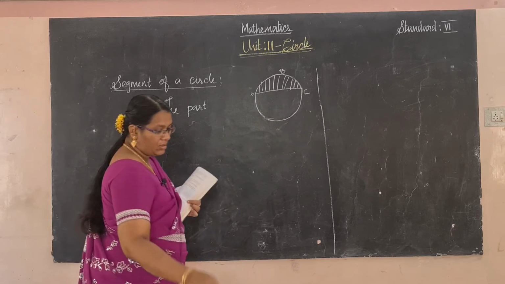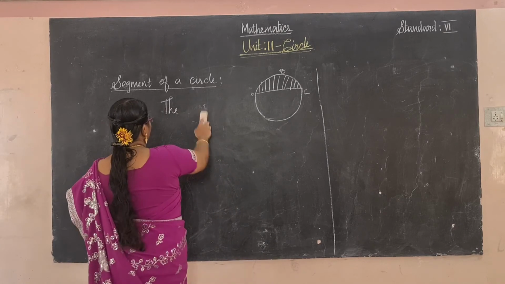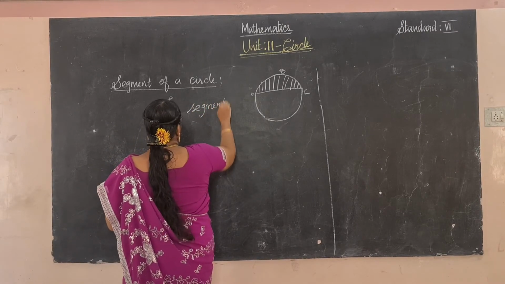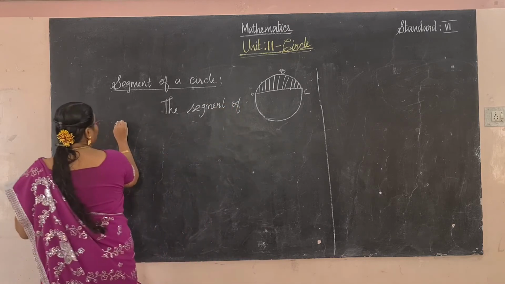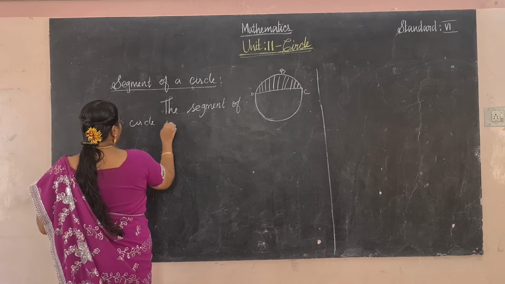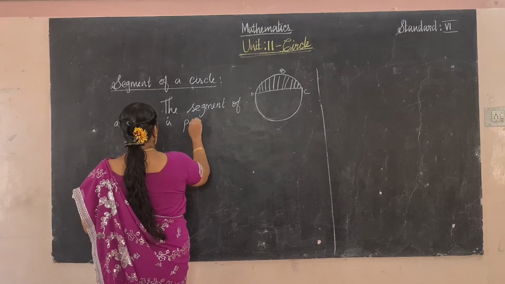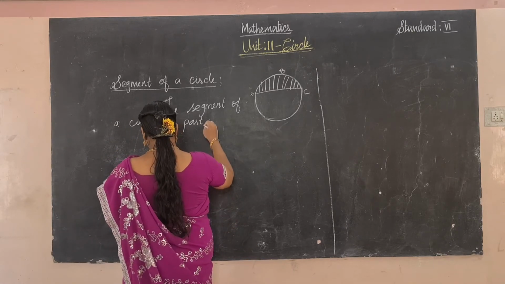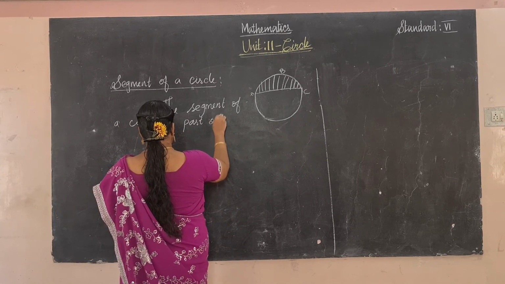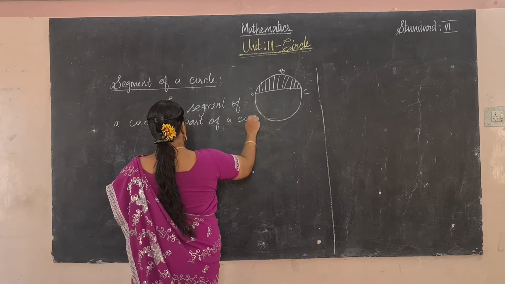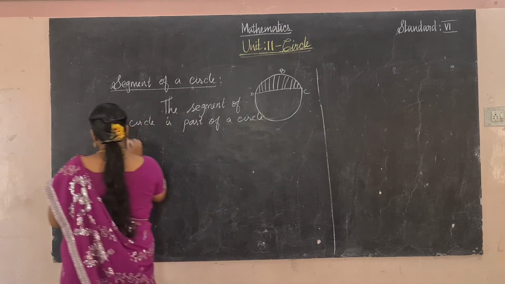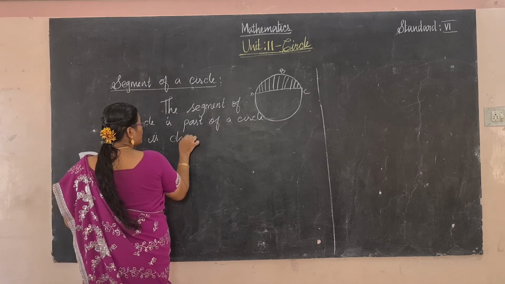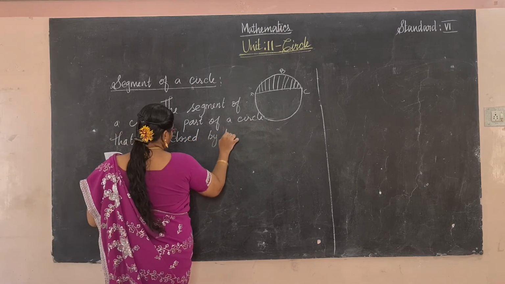So the segment of a circle means a part of a circle that is closed by a line segment.